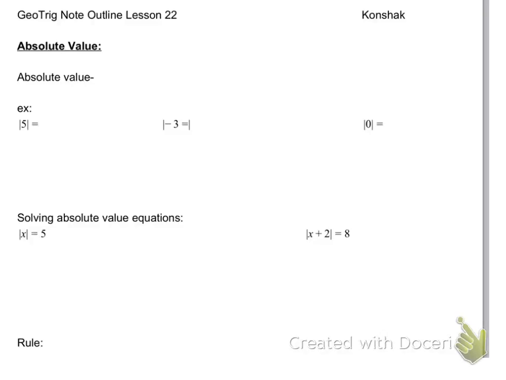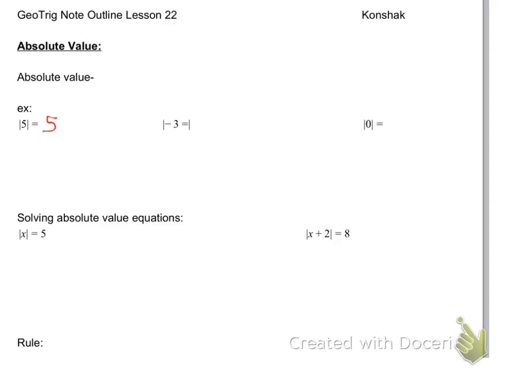Geotrig, lesson 22. We're going to talk about absolute values first. What's the definition of absolute value? Okay, let's skip the absolute value definition for now. What's the absolute value of 5? 5. So we know how to use it.